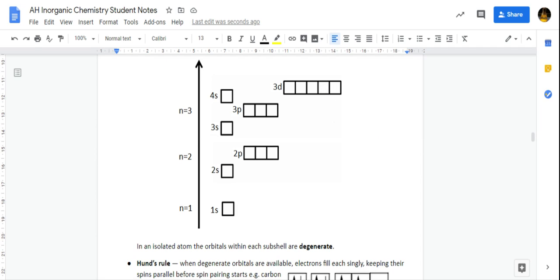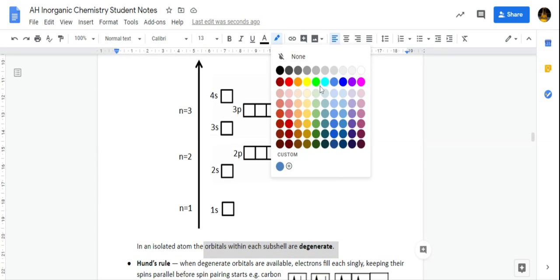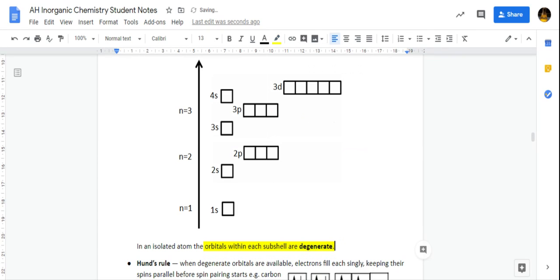When you've got an isolated atom, orbitals within each subshell are degenerate. Remember that degenerate means they have the same energy. So these three 2p orbitals have the same energy. These three 3p orbitals have the same energy as each other, and the five 3d orbitals have the same energy as each other.